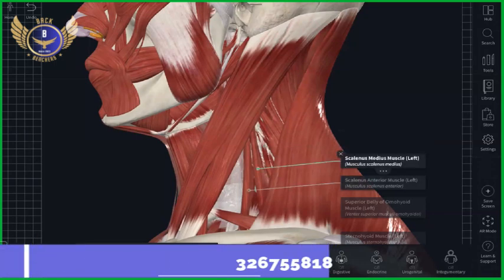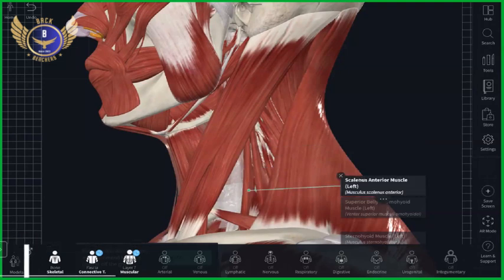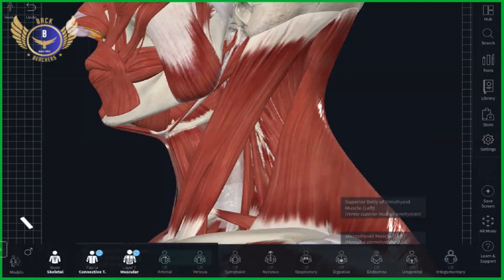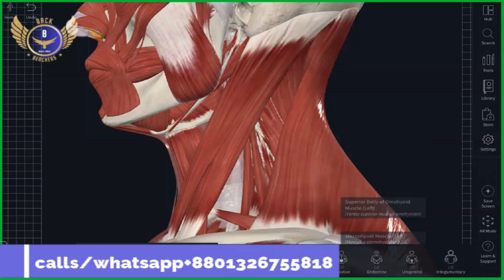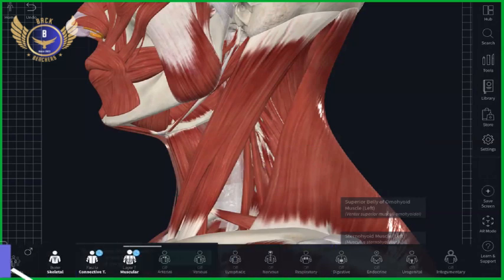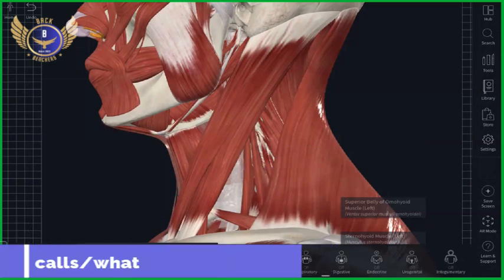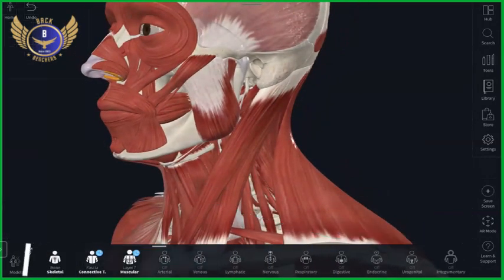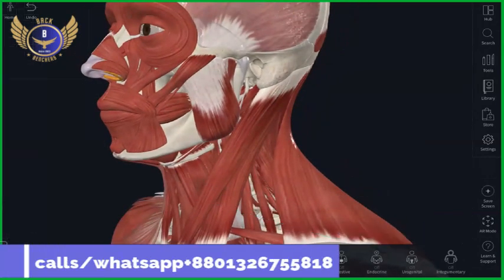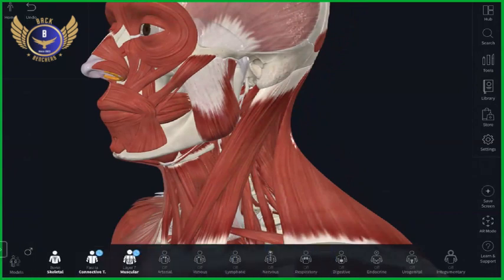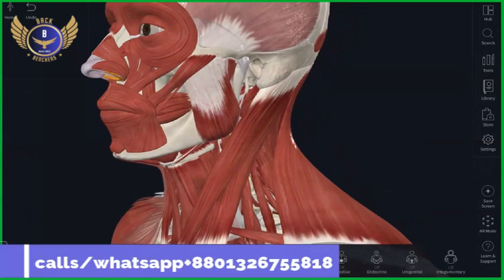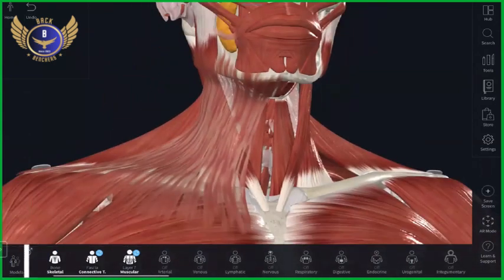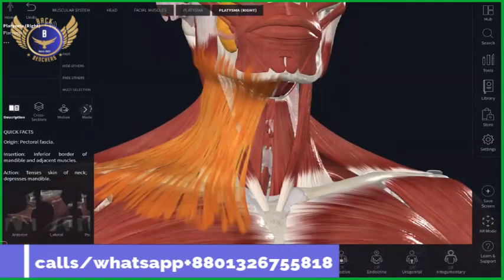So when you study head and neck, study it like you will not have time in the next six months to study it again, like you are studying it for the last time. Whatever is in front, whatever is behind, just forget all of those. Just focus on this very clearly. This is platysma. Just see.